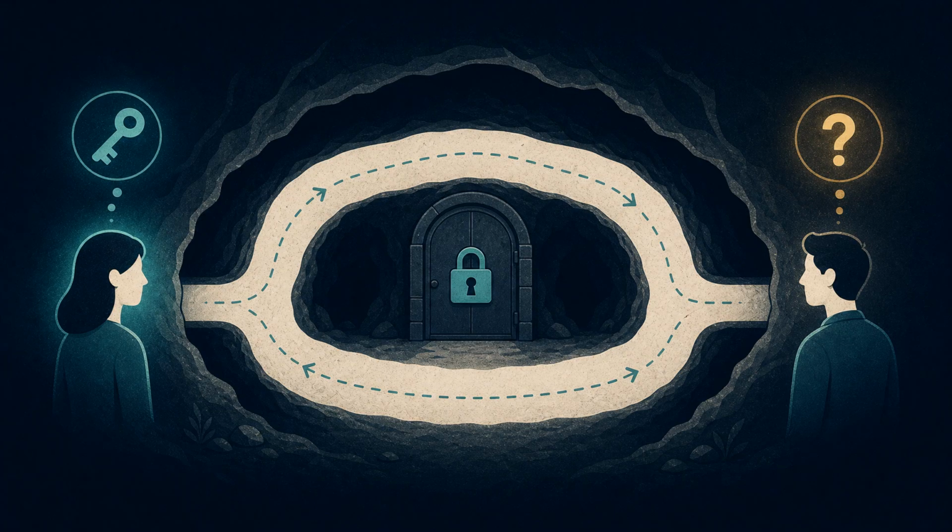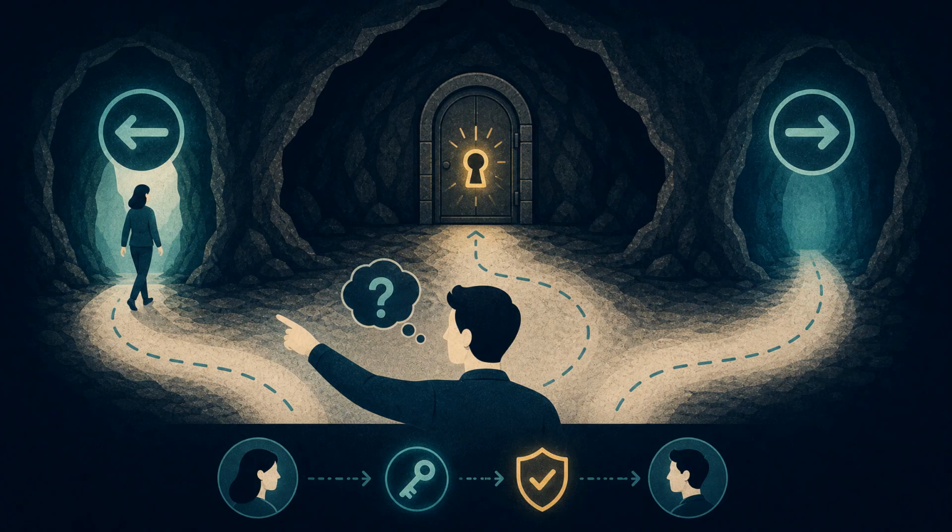Here is the classic intuition. Picture a cave shaped like a loop, with two paths leading to a locked door in the middle. Alice knows the secret word that opens the door. Bob wants proof that she knows it, but Alice does not want to tell him the word. Alice walks into the cave and chooses one side. Bob cannot see which side she picked. Then Bob randomly asks her to come out from the left path or the right path.